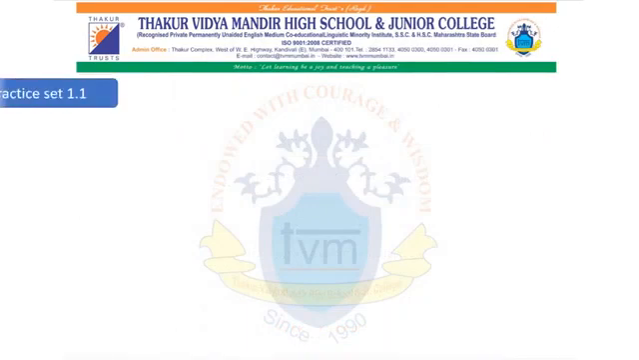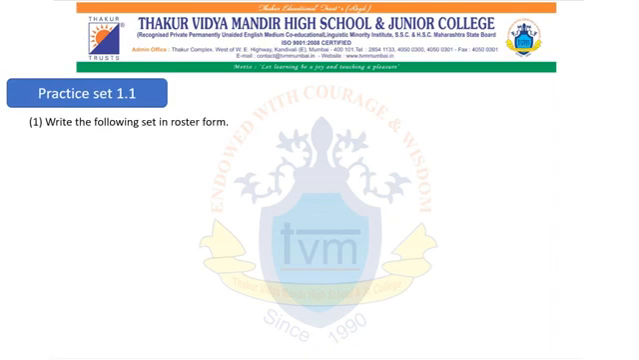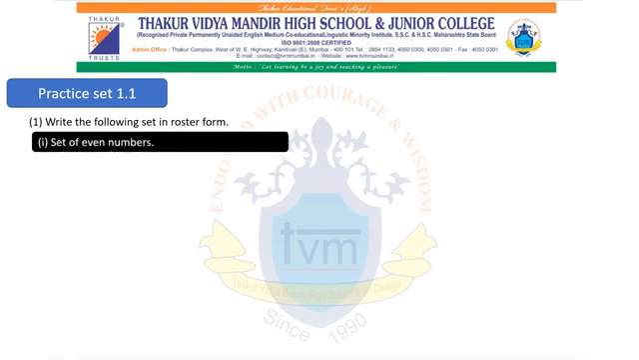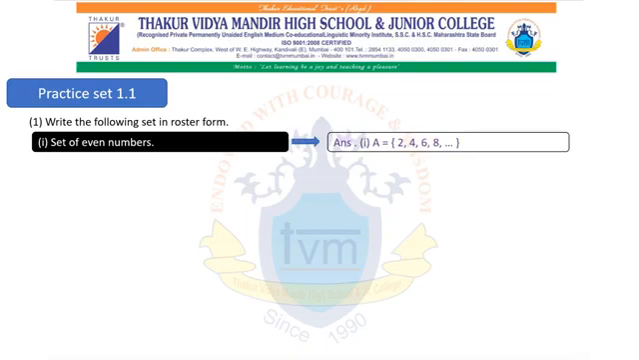Now we will solve practice set 1.1. Main question 1. Write the following sets in roster form or listing form. Set of even numbers. We know what even numbers are: numbers which are divisible by 2, and they have not given any condition till where they want the even numbers. Then it can be written as A is a set of 2, 4, 6, 8, dot dot dot.